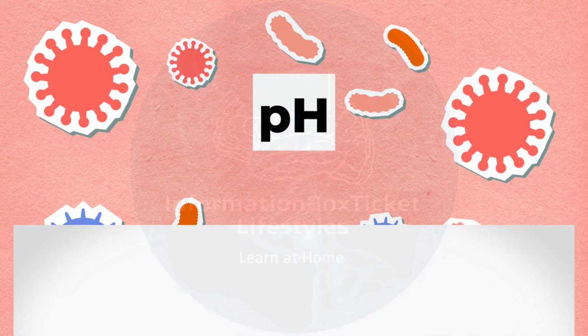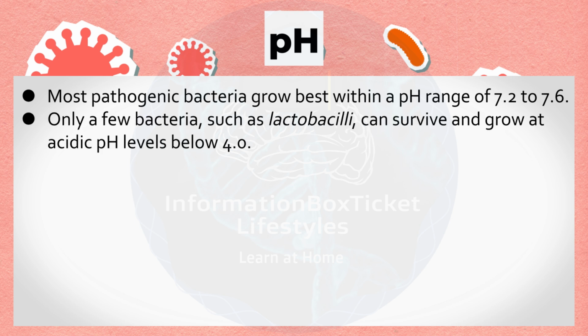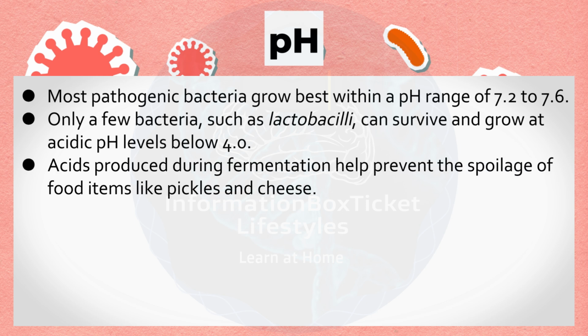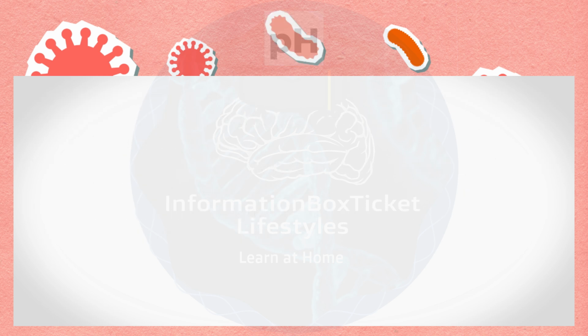pH. Most pathogenic bacteria grow best within a pH range of 7.2 to 7.6. Only a few bacteria, such as lactobacilli, can survive and grow at acidic pH levels below 4.0. Acids produced during fermentation help prevent the spoilage of food items like pickles and cheese. Vibrio cholerae is an example of a bacterium that can grow at an alkaline pH range of 8.2 to 8.9.